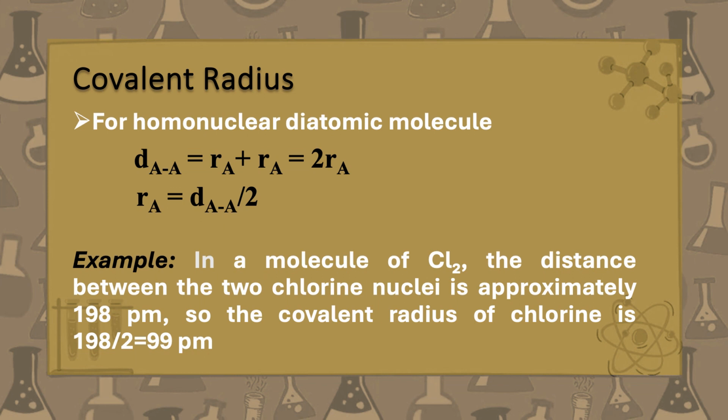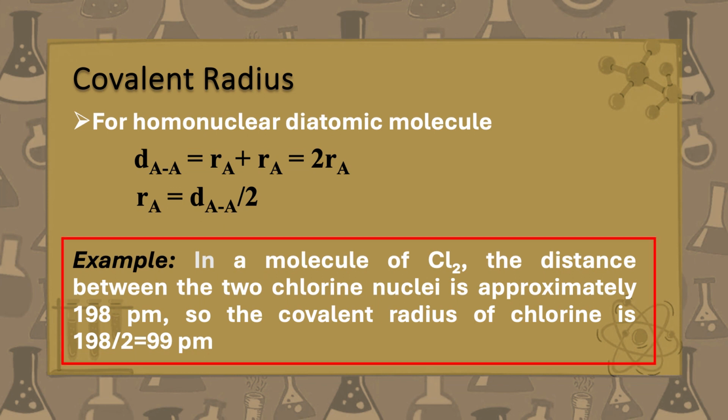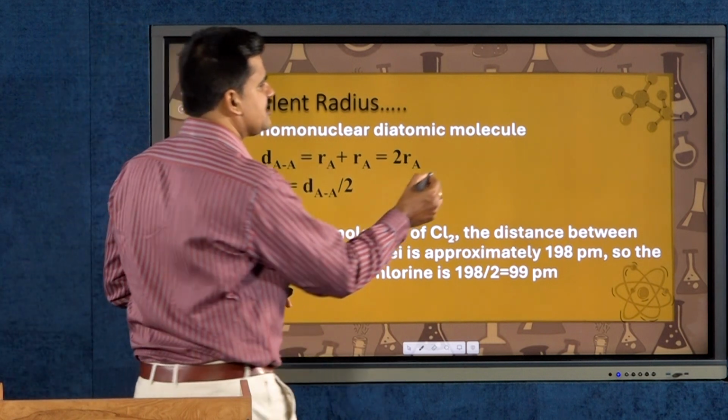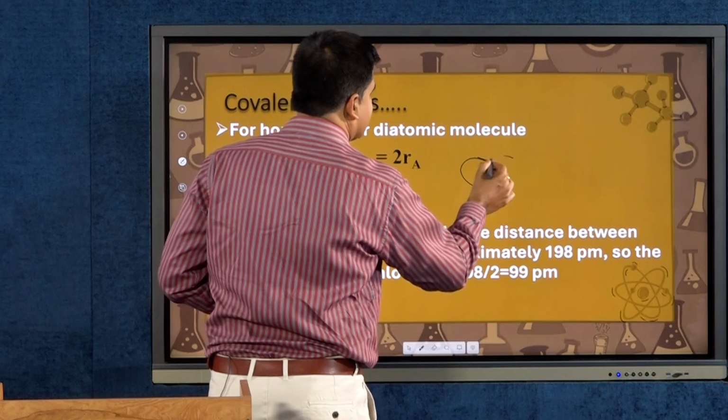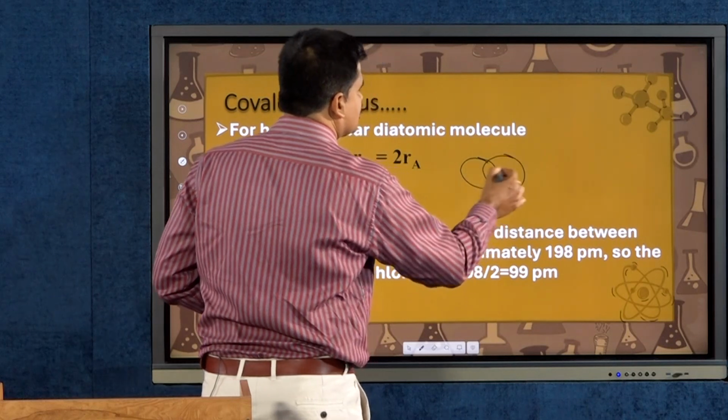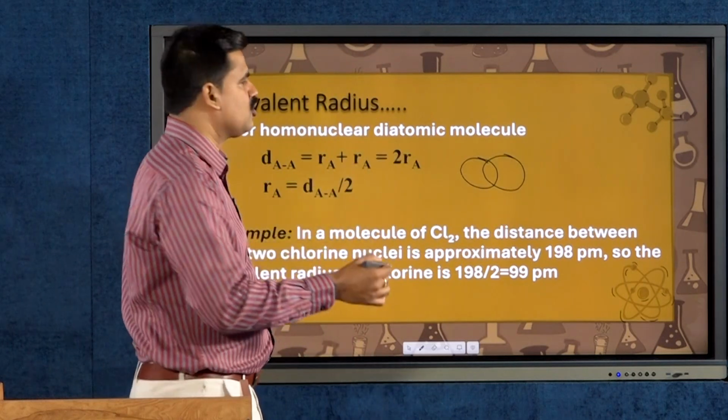For example, in the case of chlorine molecule, the distance between the 2 chlorine nuclei is approximately 198 picometer. So, the covalent radius of chlorine is 198 by 2, that is equal to 99. This I can represent by a simple illustration. This is the first chlorine atom. I am again representing a second chlorine atom. These 2 chlorine atoms are held together by a covalent bond.